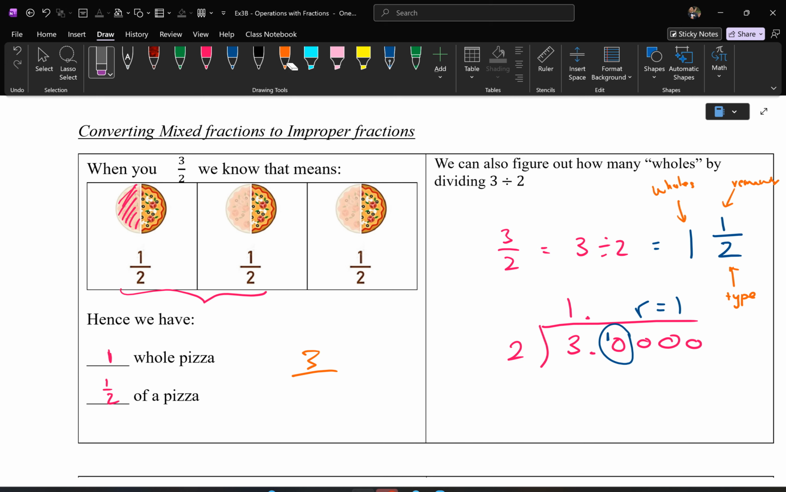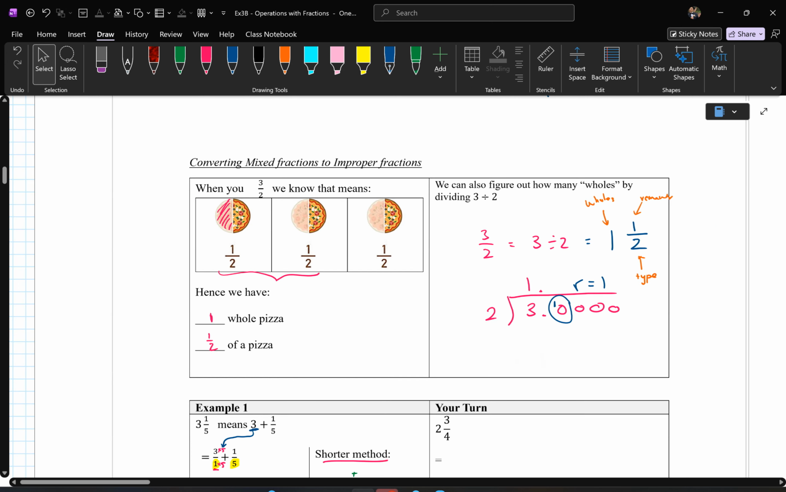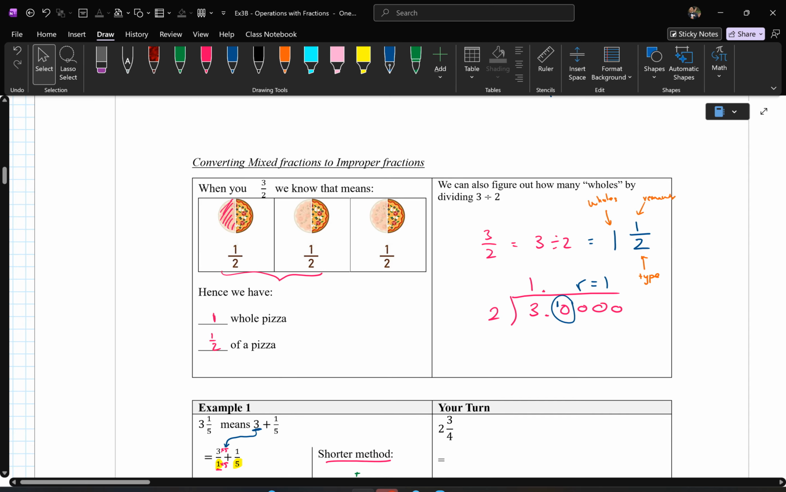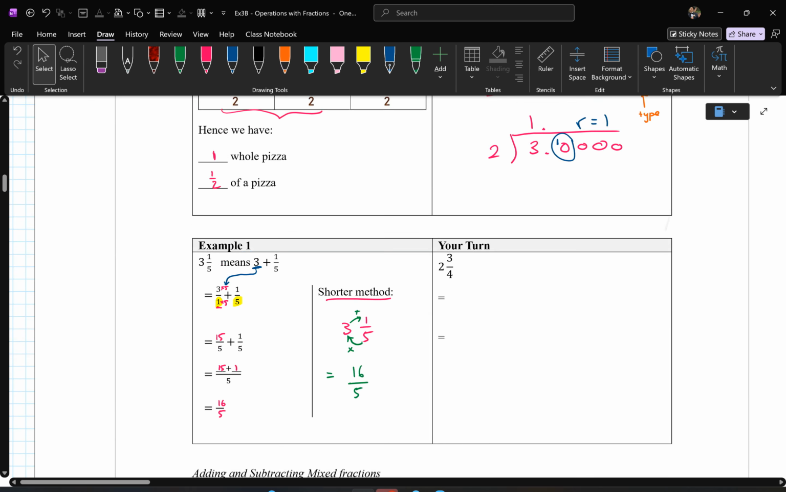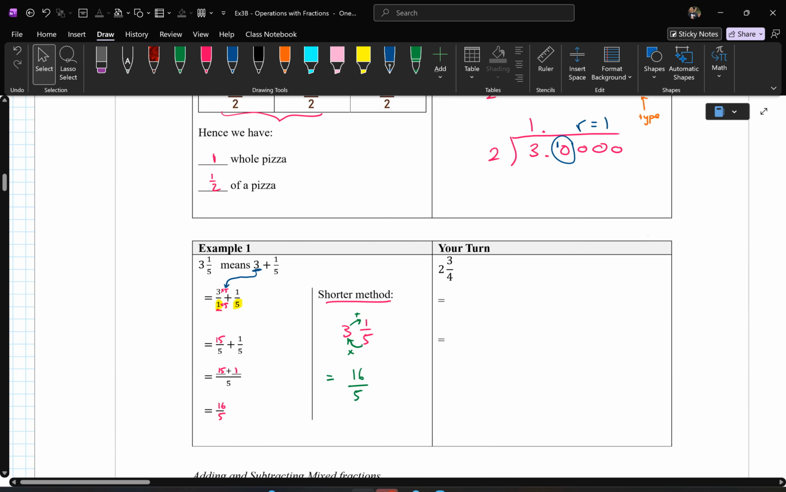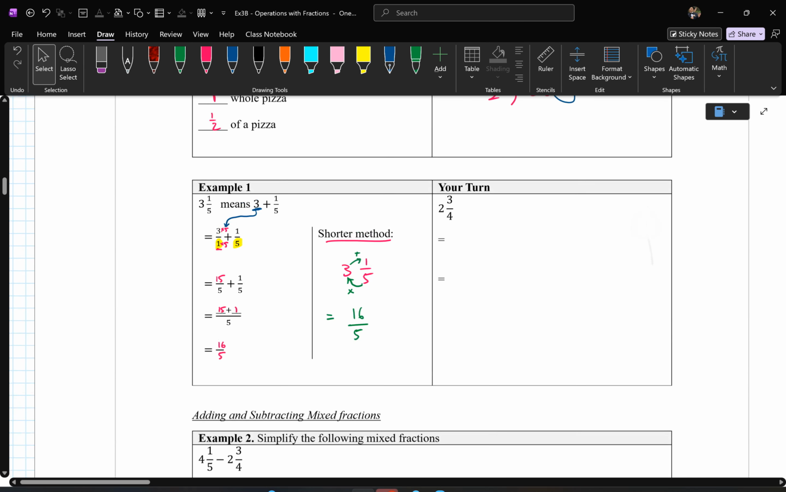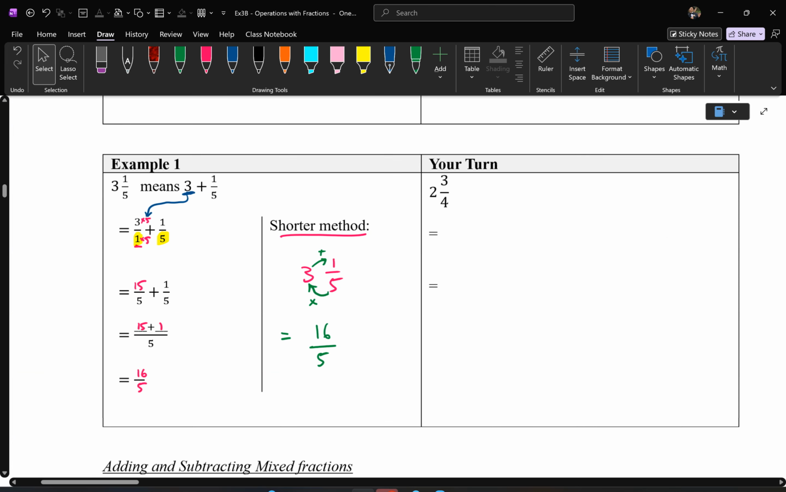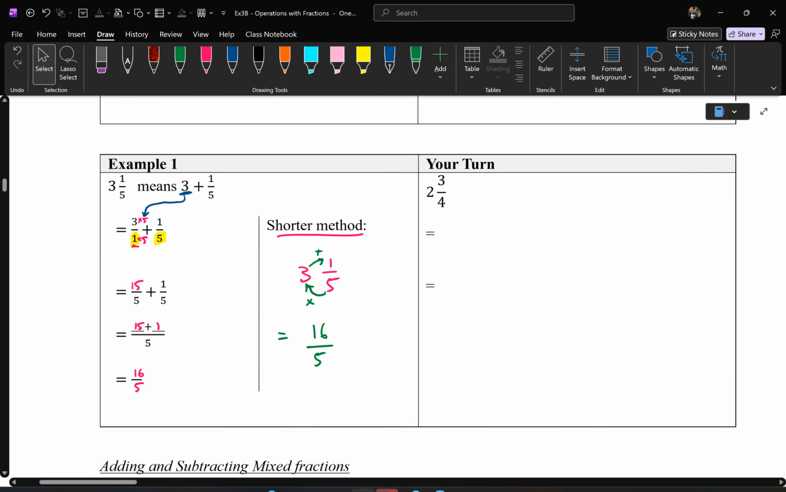Yeah? All right, here we go. So that's improper into mixed fraction, or mixed fraction to improper. And we'll stop at this example, and then I'll let you guys practice the adding and subtracting. Okay?